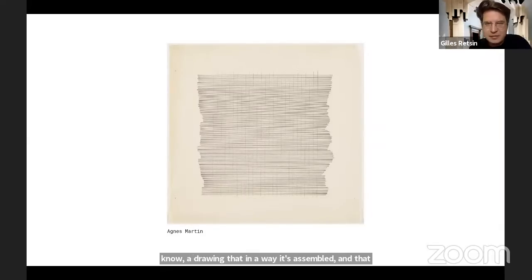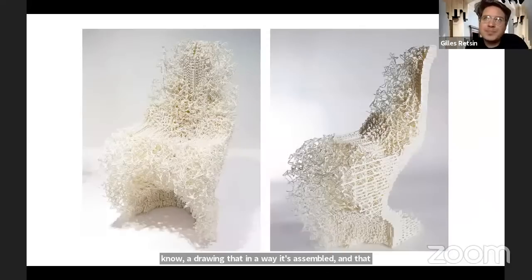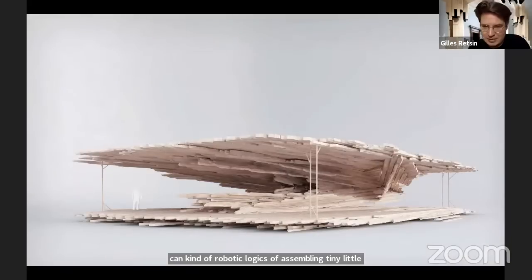That work, this obsession with gradual assembly or toolpath-like logic, is also present in experiments that we were doing with our robotically 3D printed chairs, which is a complete obsession with parts and toolpaths and robotic logics of assembling tiny little fragments of toolpaths together.